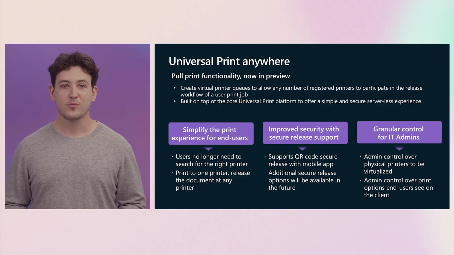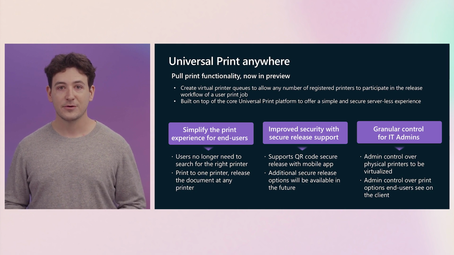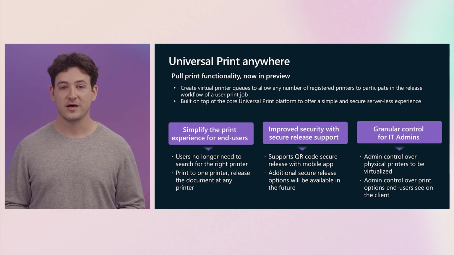Once the user has started the print job of their document, they can utilize Universal Print Secure Release by scanning a QR code on the printer and releasing their document to be printed. Additional options for Secure Release will be coming soon. Let's head to a demo now to get a better look at how this feature works.